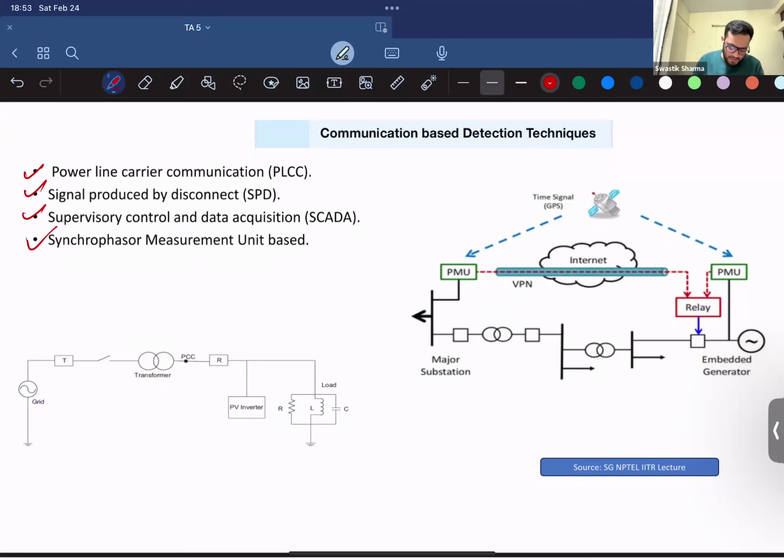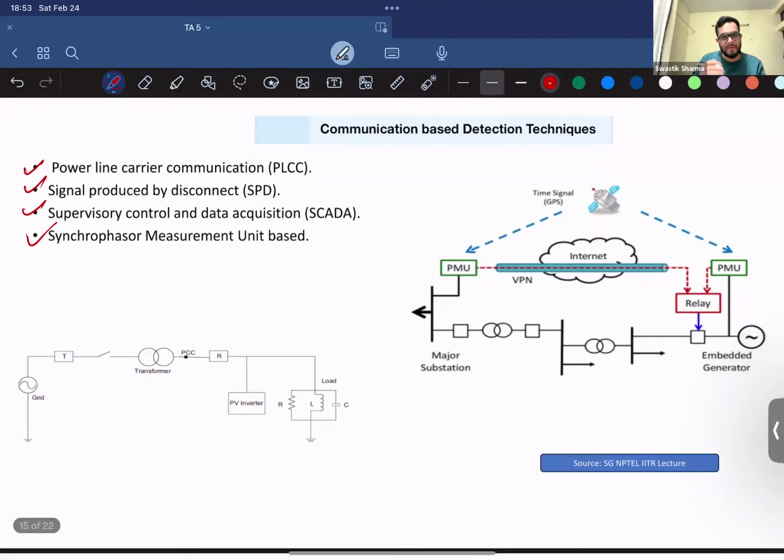One is power line carrier communication. What you do, at the behest of your PCC, you have a transmitter and a receiver. Once there is a trip signal, your PCC is opened and the transmitter conveys this to your receiver. Then your receiver changes the set point of the PV inverter to perfectly match the load changes, right? Sorry, to match the generation changes. So this is one way in which your power line communication could help in detecting islanding or conditions where islanding is required.